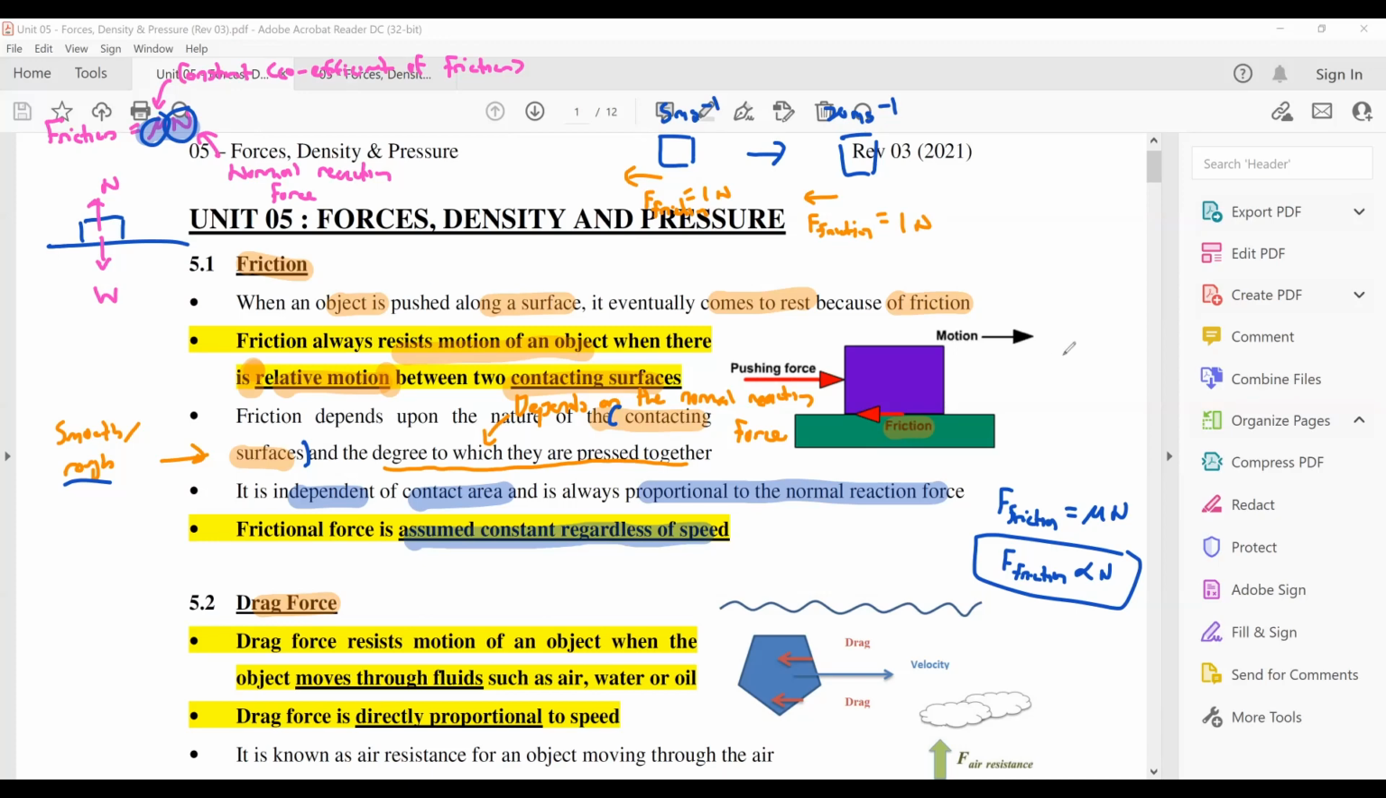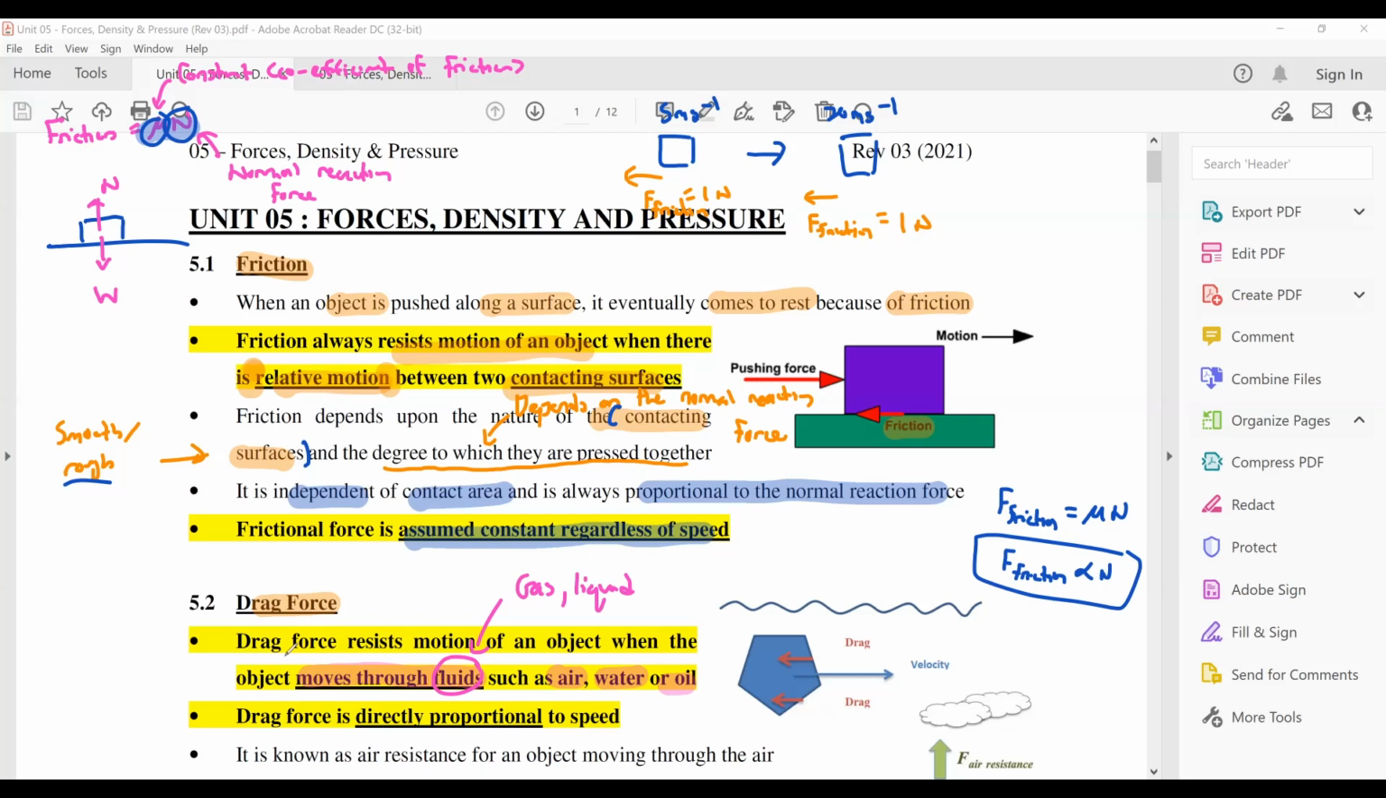Now we move on to drag force. Drag force also opposes motion, similar to friction. But how they come about is not because of having two surfaces rubbing against each other. It comes about mainly because you have an object that moves through a fluid, such as air, water, or oil. Any fluid. Fluid is simply gas or liquid. As long as you have an object that moves through a fluid, moving through gas, moving through liquid, it will always encounter resistance to its motion.